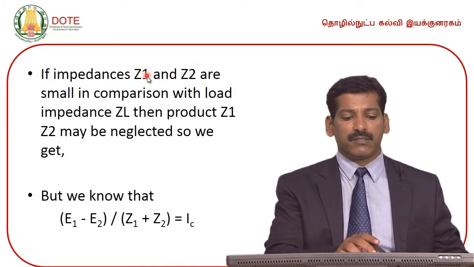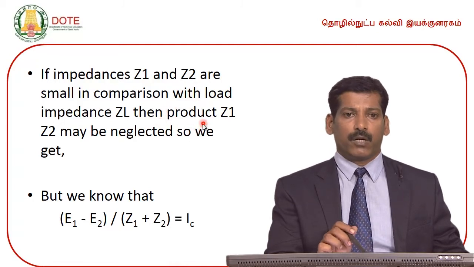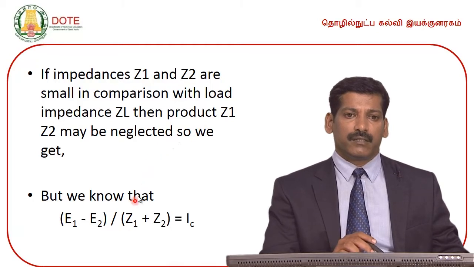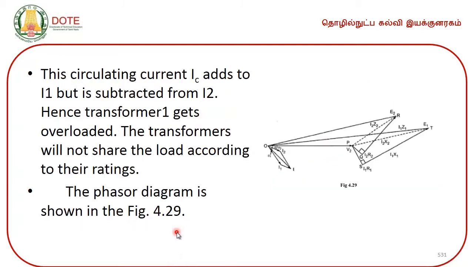If impedances Z1 and Z2 are small in comparison with load impedance ZL, then the product Z1 Z2 may be neglected. So, we get E1 minus E2 divided by Z1 plus Z2 is equal to IC. The circulating current IC adds to I1, but it is subtracted from I2. Hence, transformer 1 gets overloaded.